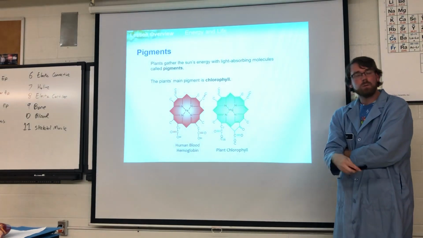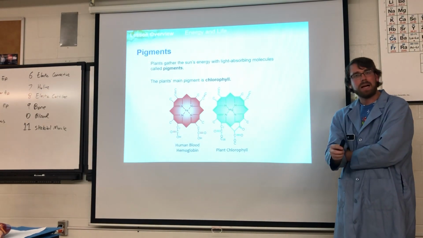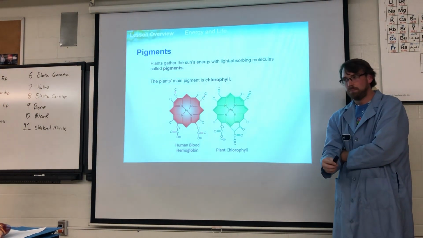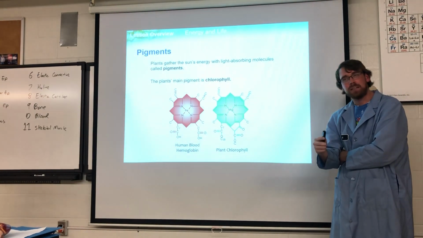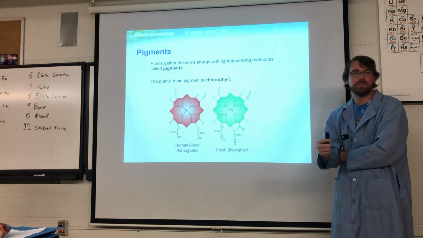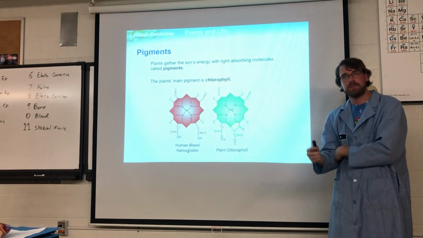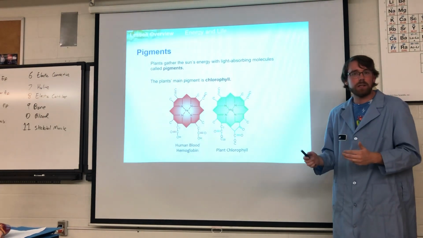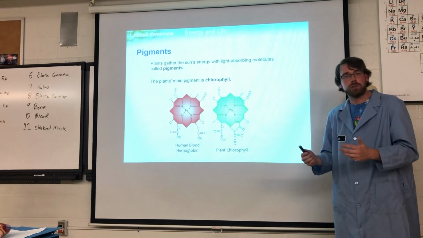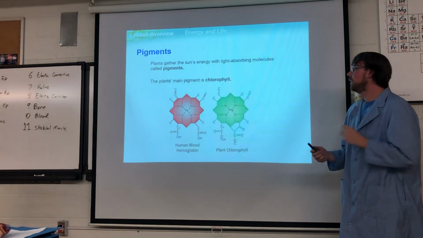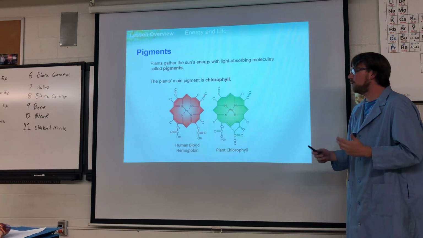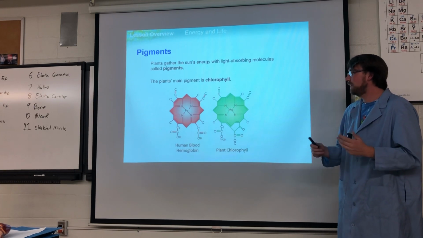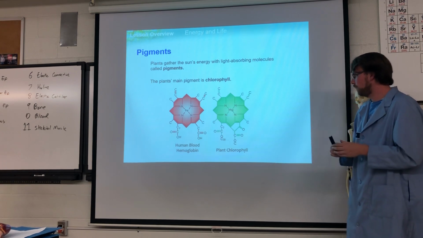So now we're going to circle back a little bit, back to plants. Because what got us on this tangent of talking about light was photosynthesis, the process where plants use light energy to produce sugars. So plants gather the sun's energy with light-absorbing molecules called pigments. The plant's main pigment is chlorophyll.